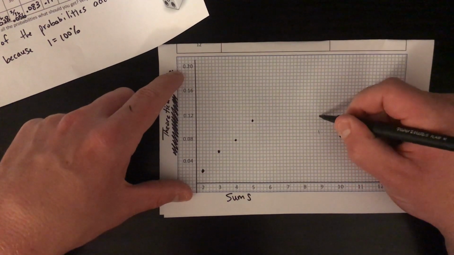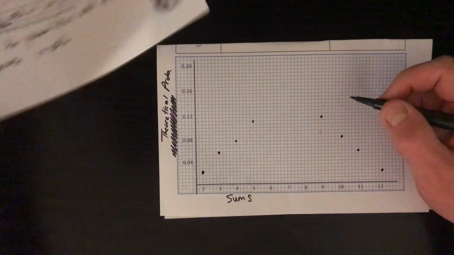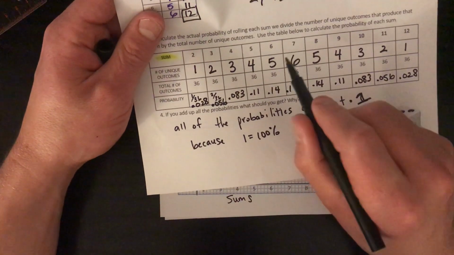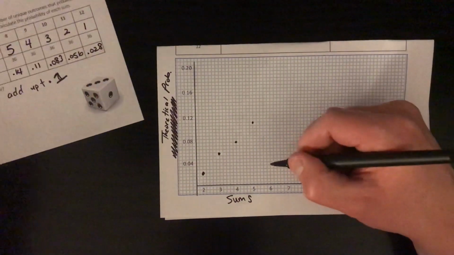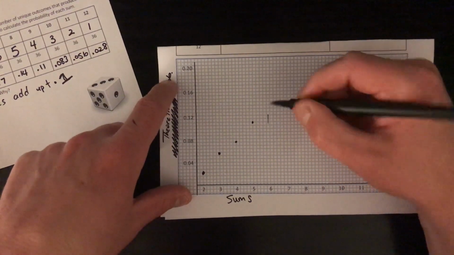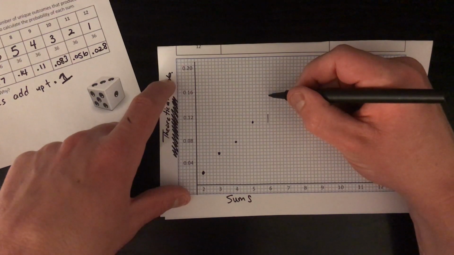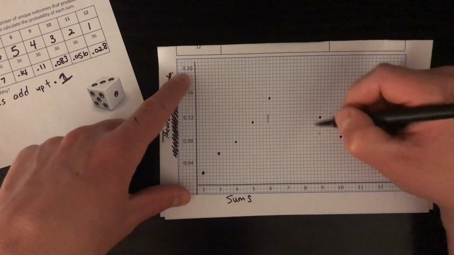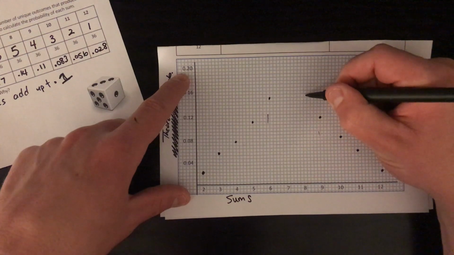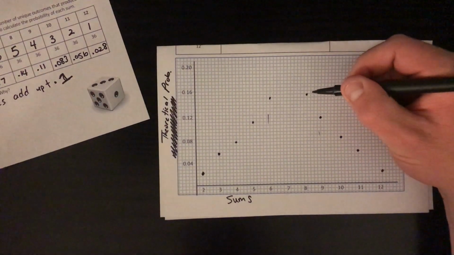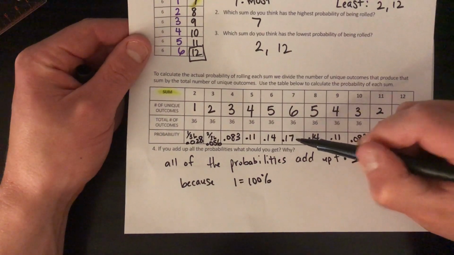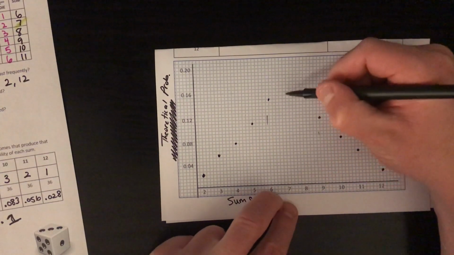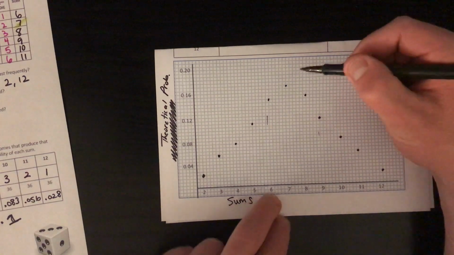Okay, so we'll put those about there. All right, and then for sums of 6 and 8, those both have a 0.14 probability. So we'll graph those real quick. 0.14, oops, that'll be about here-ish. And then lastly, a sum of 7 has a 0.17 probability coming up. So that'll be right about here.